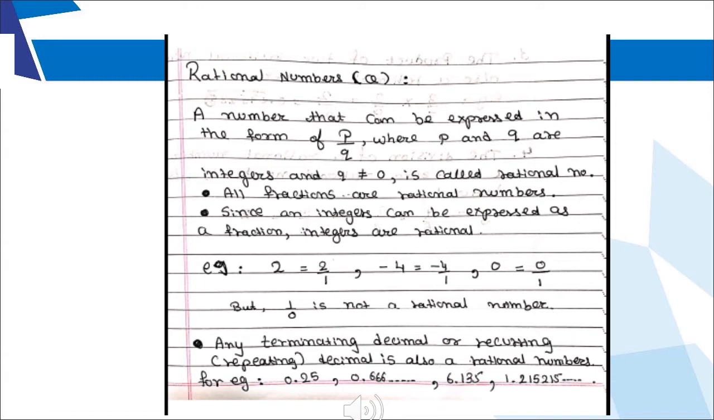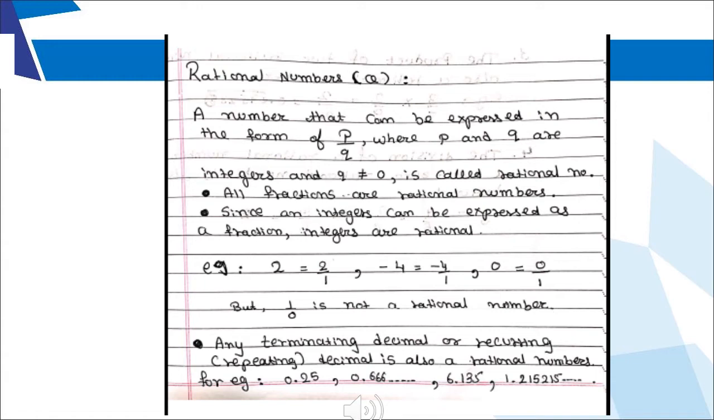2 can be written as 2 upon 1, minus 4, or any negative number, you can write it as minus 4 upon 1, or whichever number upon 1. And 0 you can write as 0 upon 1 or any integer in the denominator. But again, one thing, 1 upon 0 is not a rational number. As we already discussed, a 0 in the denominator has an infinite answer. And the third and most important point is any terminating decimal or recurring, when I say recurring I mean repeating, decimal is also a rational number.